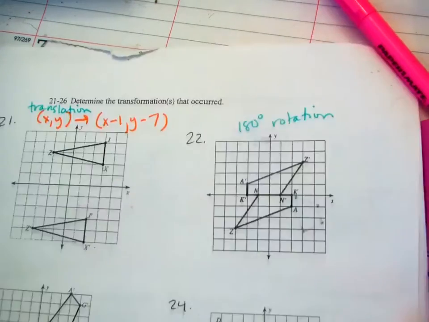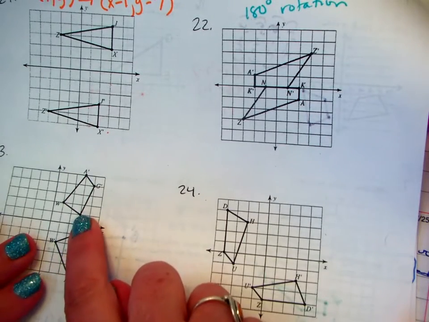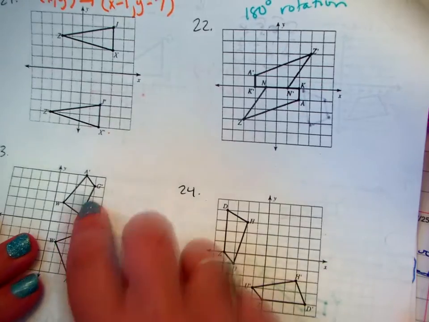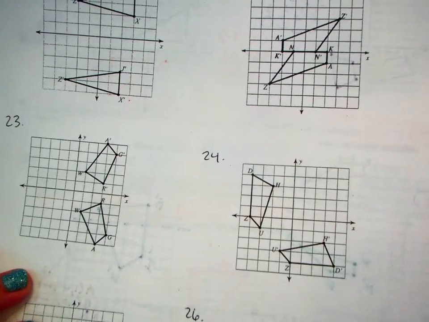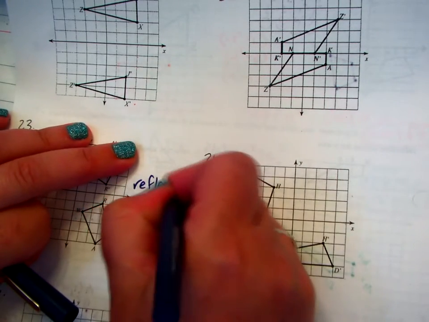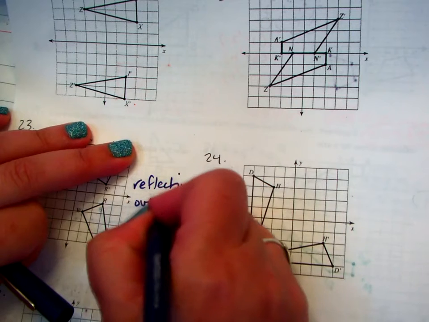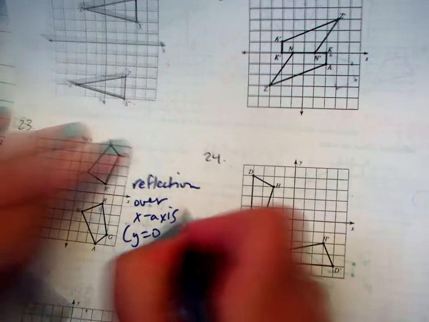This one here, I can see from the R to the R prime, it has gone over the x-axis. So this is a reflection over the x-axis, or you could have said over y equals 0. That's fine as well.